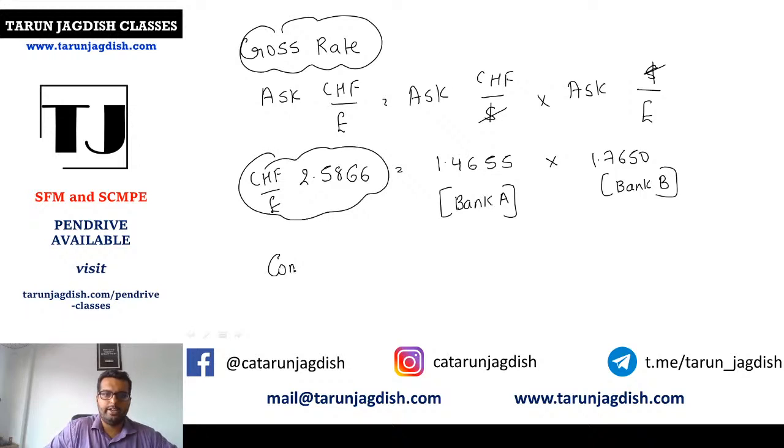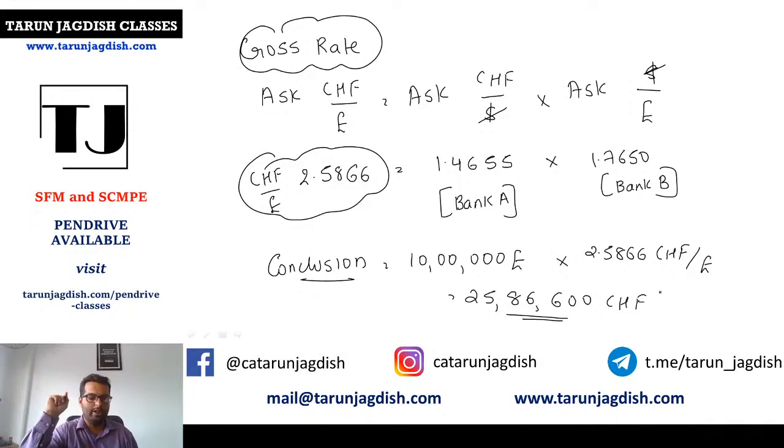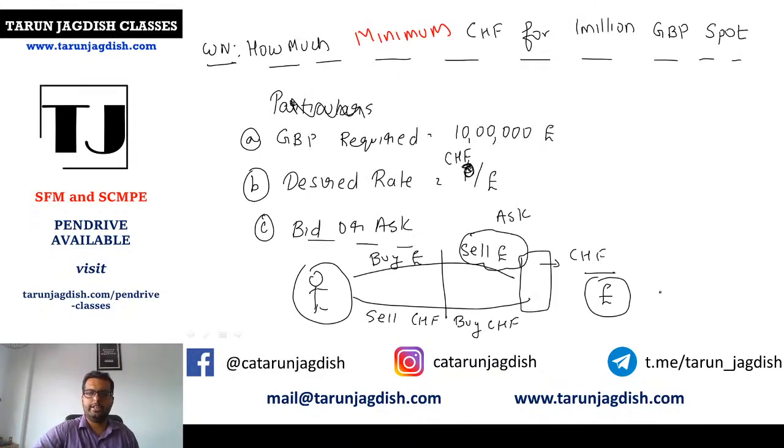So once I get this, I'll give a heading called conclusion. And the conclusion over here will be 10 lakh sterling into 2.5866 CHF bar sterling. So we'll get the answer as 25 lakh 86,600 CHF will have to be paid. This is the minimum CHF. Now many of you will get a doubt, how can I do bank A into bank B? Friends, practically I can't do this, but I can do this using common sense approach. Take CHF, go to bank A, get dollar. Take dollar, go to bank B, get sterling. Okay. Can you please write down this in your books neatly now?